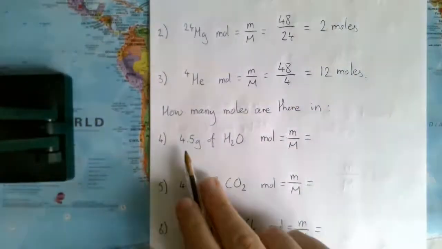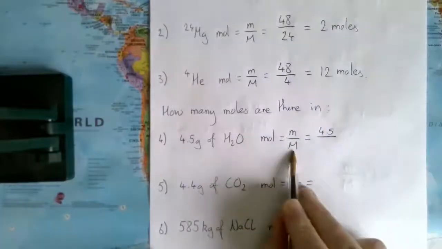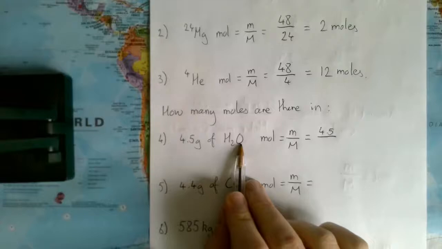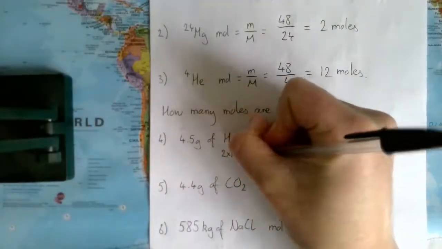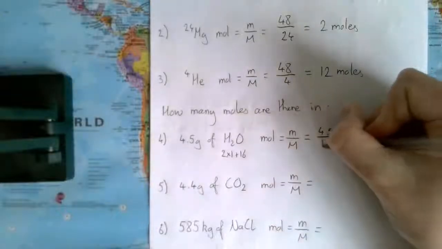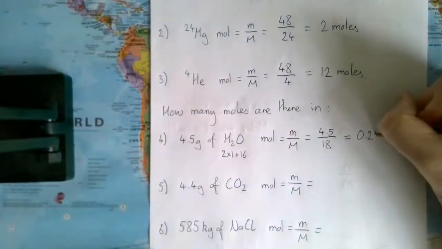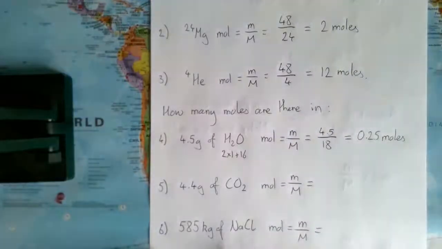So for the first one, 4.5 grams is our sample. Oh no, I'm not given the molar mass. So I look at the periodic table. One oxygen is 16, one hydrogen is 1, but there's 2 of them. So it's 2 times 1 plus 16, that equals 18. 4.5 divided by 18 is 0.25 moles. And you can put moles or mole.